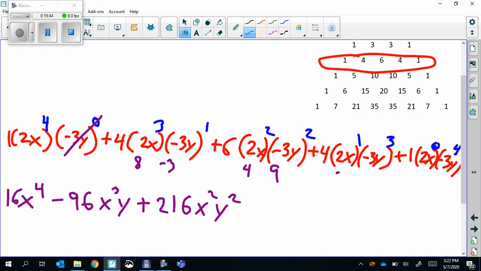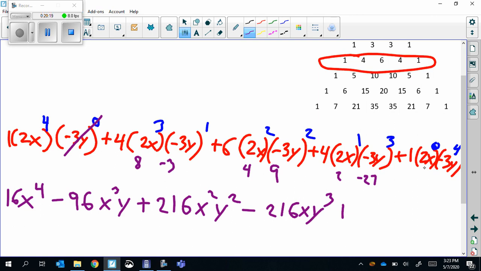2 to the first is 2. Negative 3 to the third is negative 27. So that's negative 27 times 4 is going to be negative here. That's 108 times 2, 216. And again, you can pull out a basic calculator or whatever, or write for the multiplying if you cannot do it in your head. Don't feel bad. It's okay.